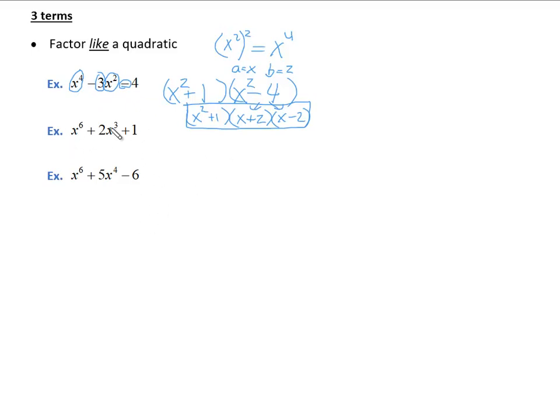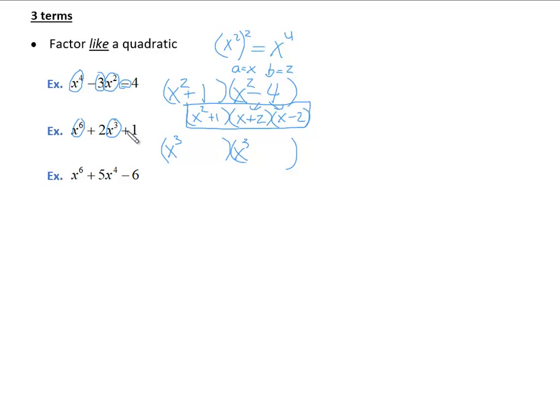Okay, let's try another one here. Again, it has 3 terms. I'm hoping it's in the form of a quadratic. So as long as this first term's variable, x to the 6th, is x cubed times itself twice. And that is true. X cubed times x cubed does give me x to the 6th. So it's in the form of a quadratic. This time, instead of having x or x squared, it's actually going to need to be x cubed times x cubed to get me x to the 6th.